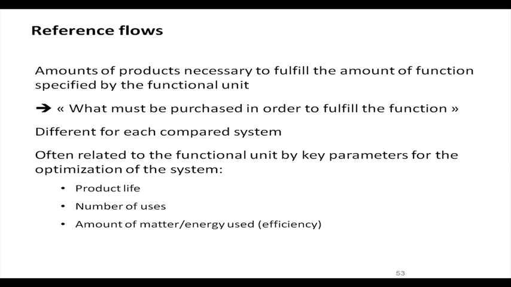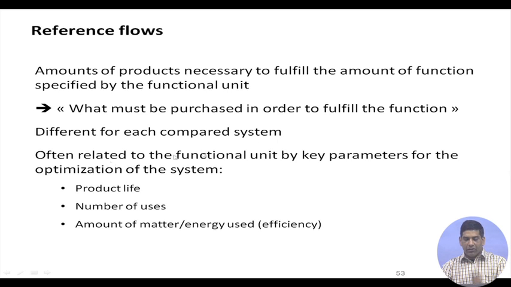Now for serving 30 meals, 1 China plate is good enough unless you break it, over a period of 30 days. If you include lunch and dinner both, it could be 15 days. But for paper plate, assuming it is used only once, you need 30 paper plates. So the reference flow will be 30 paper plates, 1 China plate. That's what the middle point says: it will be different for each compared system.